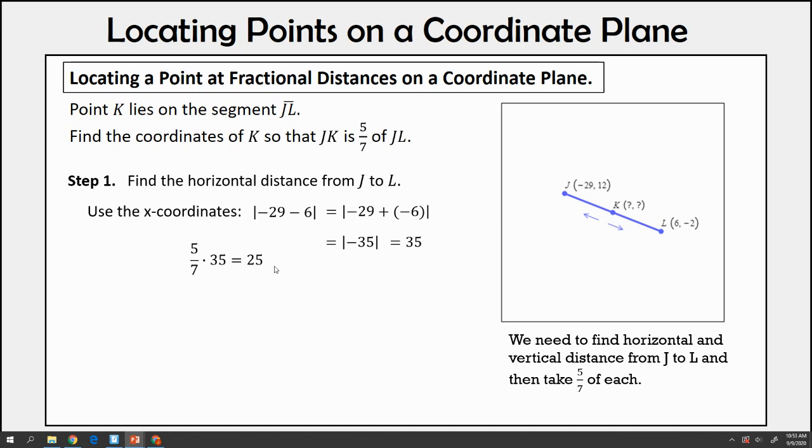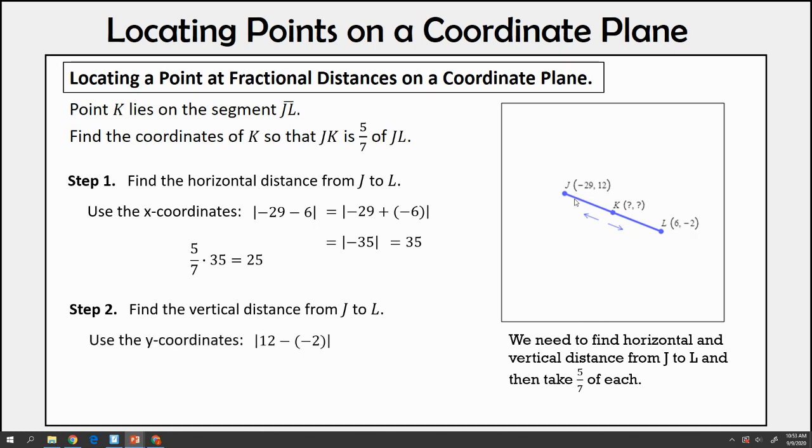Okay, we're going to keep that right now. Just remember that that's a 25. Now we're going to do the same thing for the vertical distance from J to L. To go from J to L vertically, that's the y-axis, so I'm going to use the y coordinates now. The distance from J to L in a vertical fashion is the difference of my y coordinates, 12 minus -2, which is the absolute value of 12 plus 2. The absolute value of 14 is 14. So from J to L vertically, that's 14. And again, I want 5/7 of that number. 5/7 of 14 is 10.